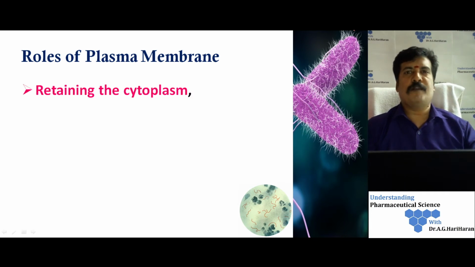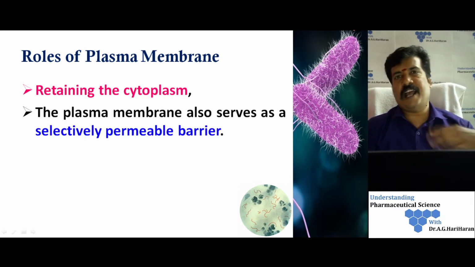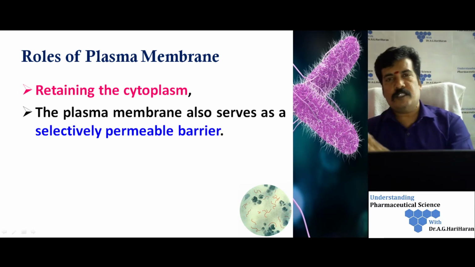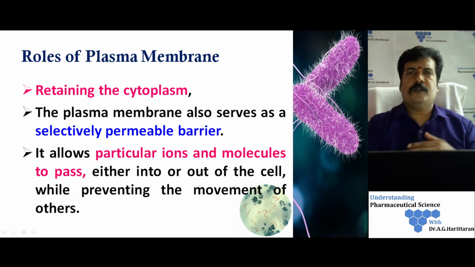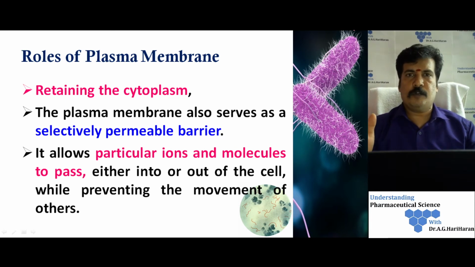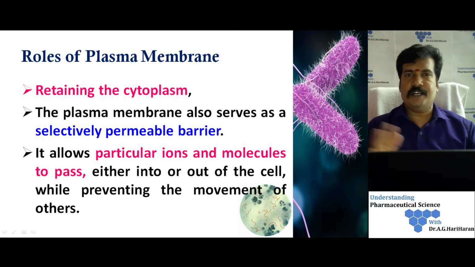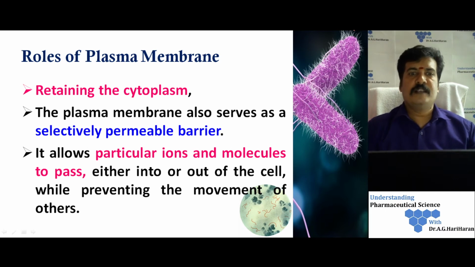What is the major role of the plasma membrane? One prime role is that it has to retain the cytoplasm, the liquid portion of the bacteria. The second major function is that it acts as a selectively permeable membrane barrier. It only allows certain ions and molecules to move inside and outside of the cell. So it majorly maintains the tonicity of the bacteria, and moreover it helps in the transport of certain nutrient materials like glucose or water molecules inside and outside of the cell membrane.